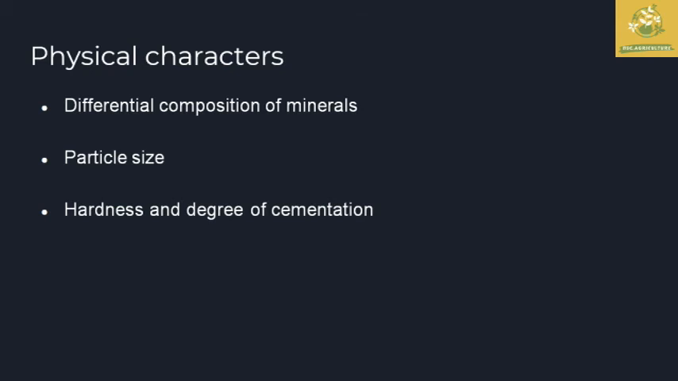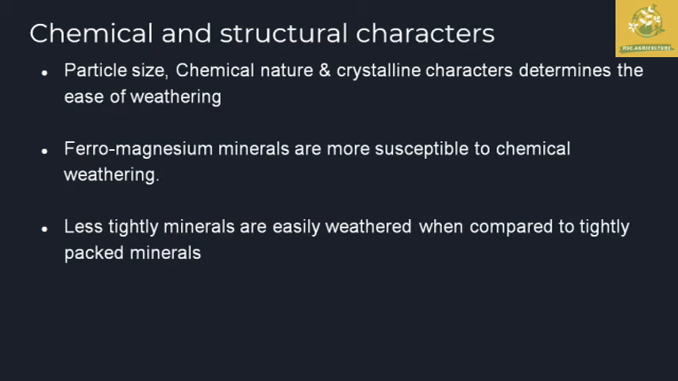And the third one is hardness as well as degree of cementation of the mineral characteristics. And the final one is the chemical and structural characteristics of the minerals. So the chemical and structural characteristics, such as the particle size, chemical nature, as well as crystalline characteristics of the mineral, determine the rate of weathering. And ferromagnesium minerals are more susceptible to chemical weathering, and non-ferro minerals are not susceptible to chemical weathering. You must remember that.